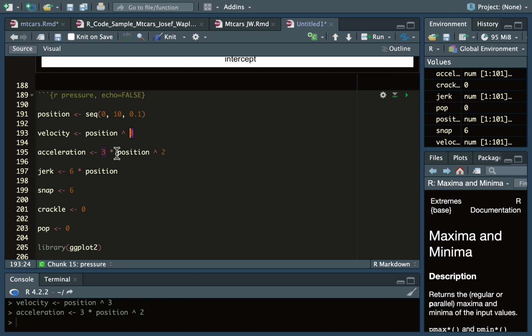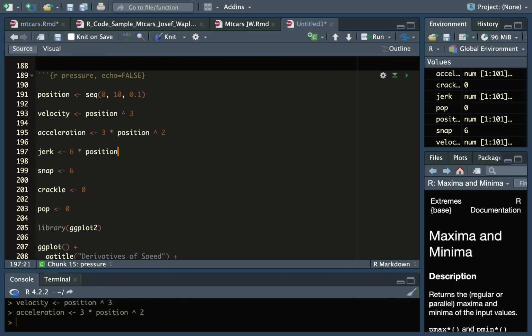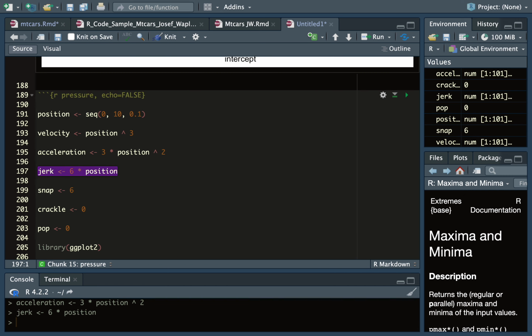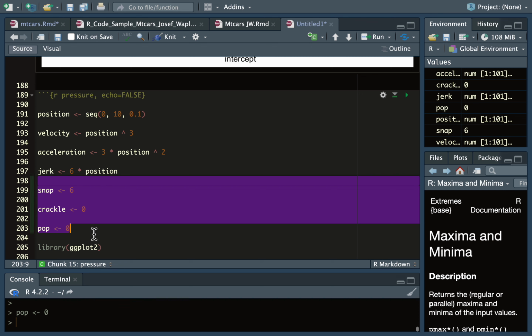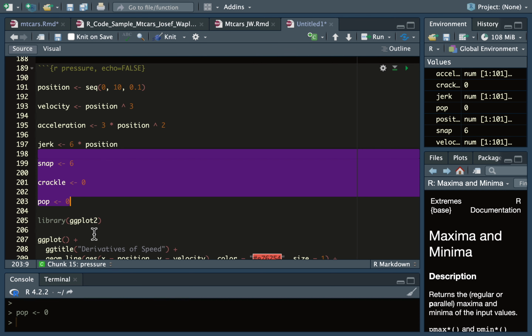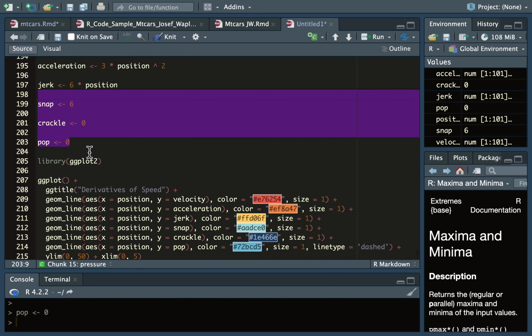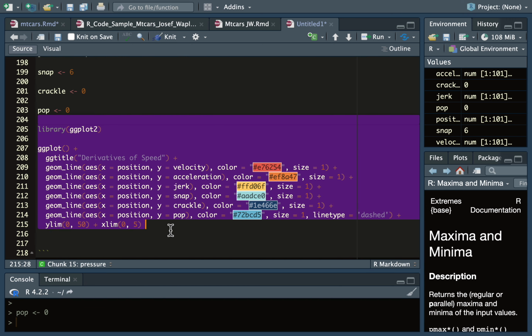You can do the math on the exponent here, bring it to the coefficient, and here jerk is the derivative of acceleration. And these final three are not as well known: snap, crackle, pop, but they're the further derivatives. And they have funny names. And so here we go.